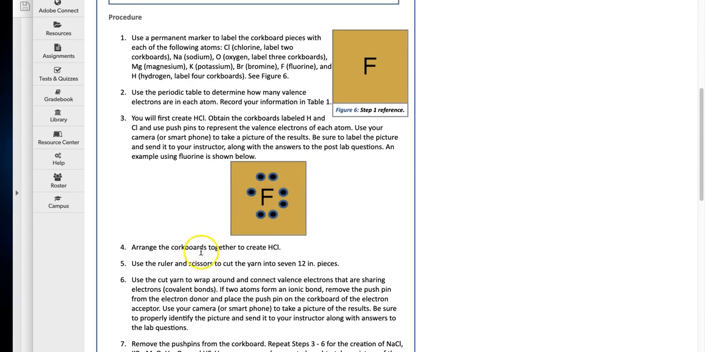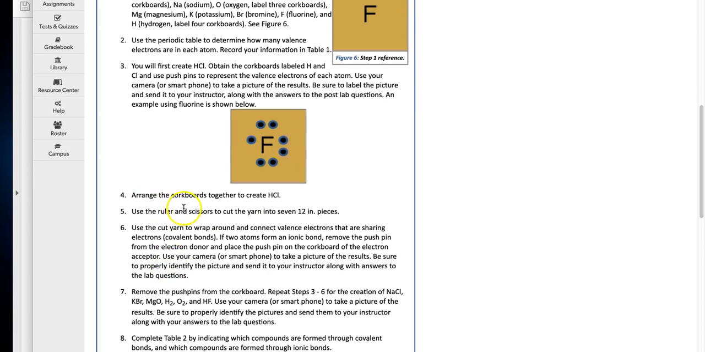Okay, then you're going to put your corkboards together right next to each other to create HCl. So hydrogen is coming with its 1 electron, chlorine has its 7. You're going to push them together, and then, you can do this step actually whenever you want, but you could do it initially at the beginning or you can do it right now. You want to use your ruler and scissors and cut the yarn you're given into 7 12-inch long pieces. You're going to need 7 pieces, so make sure that you measure with a ruler and do that appropriately.